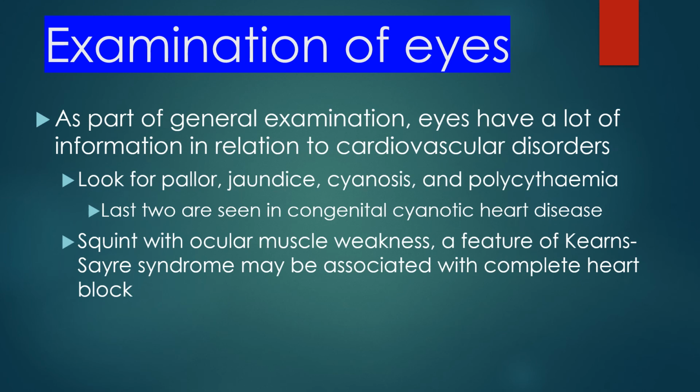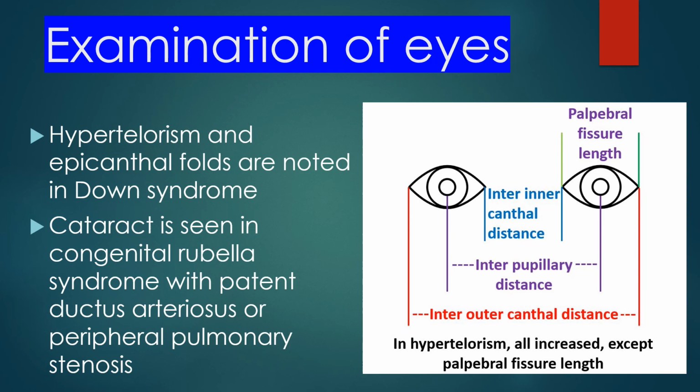As part of general examination, eyes have a lot of information in relation to the cardiovascular system. Look for pallor, jaundice, cyanosis, and polycythemia. The last two are seen in congenital cyanotic heart disease. Squint with ocular muscle weakness is a feature of Kearns-Sayre syndrome and may be associated with complete heart block. Hypertelorism and epicanthic folds are noted in Down syndrome. Cataract is seen in congenital rubella syndrome, with patent ductus arteriosus and peripheral pulmonary stenosis as associations.